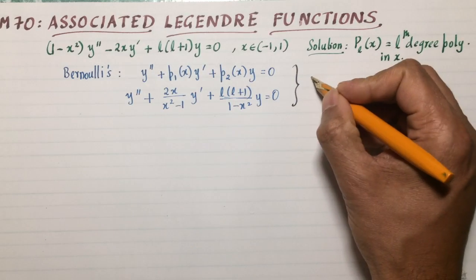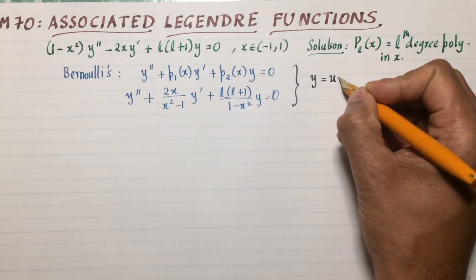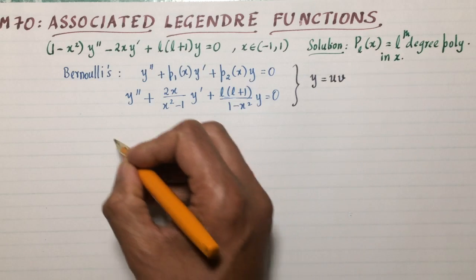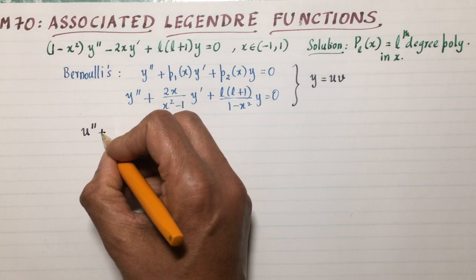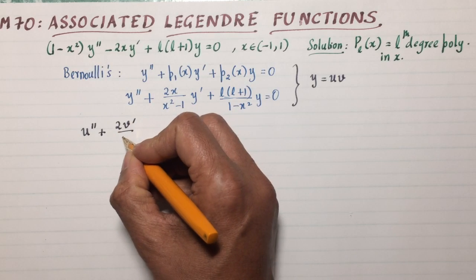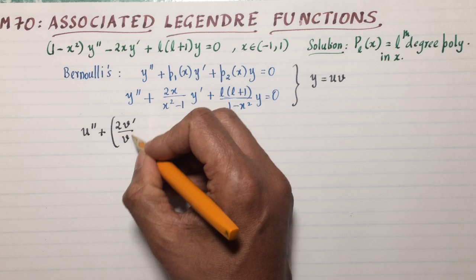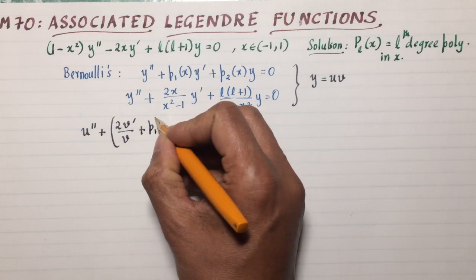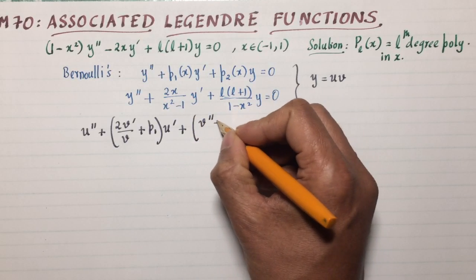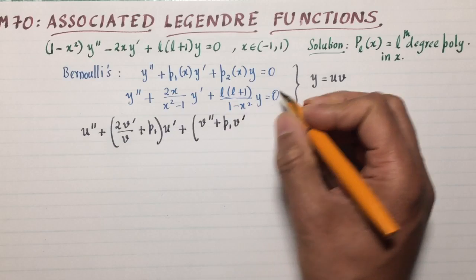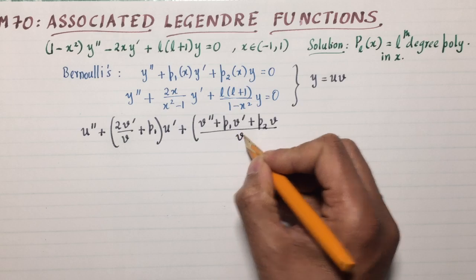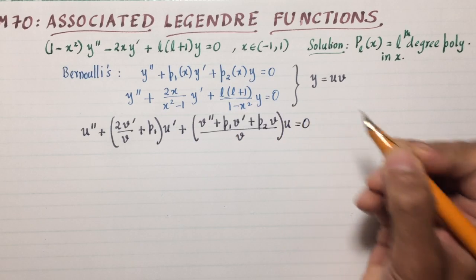Remember that for the Bernoulli method to take off, you write y as u times v, and then I'm going to favor the u function, so I'll end up getting u double prime. And again, for the details, you go to the Bernoulli video. 2v prime over v plus p1 u prime plus v double prime plus p1 v prime plus p2 v divided by v times u equal to 0.